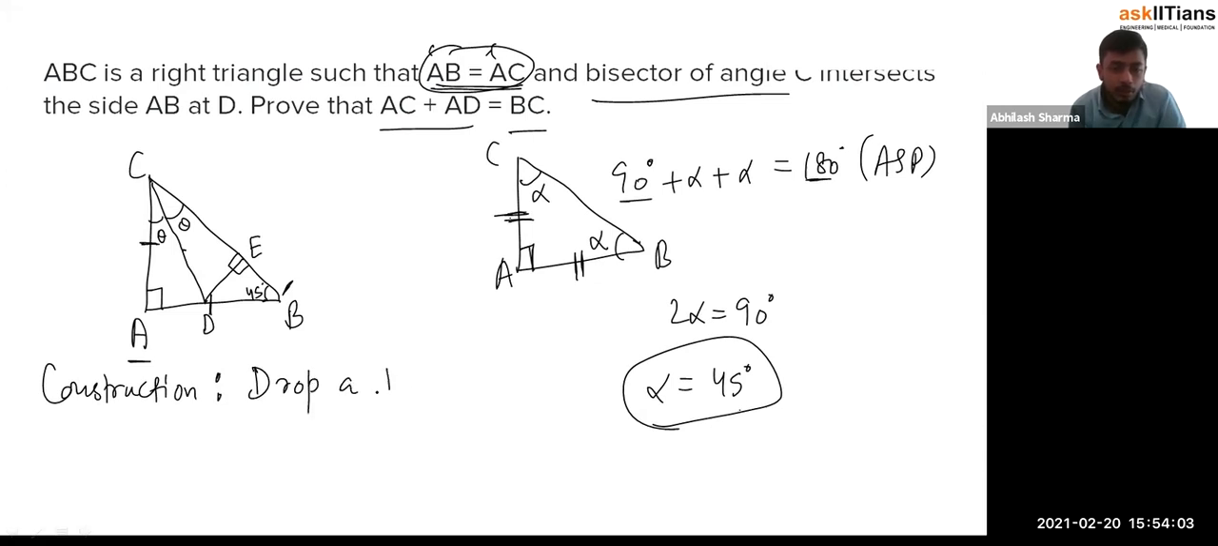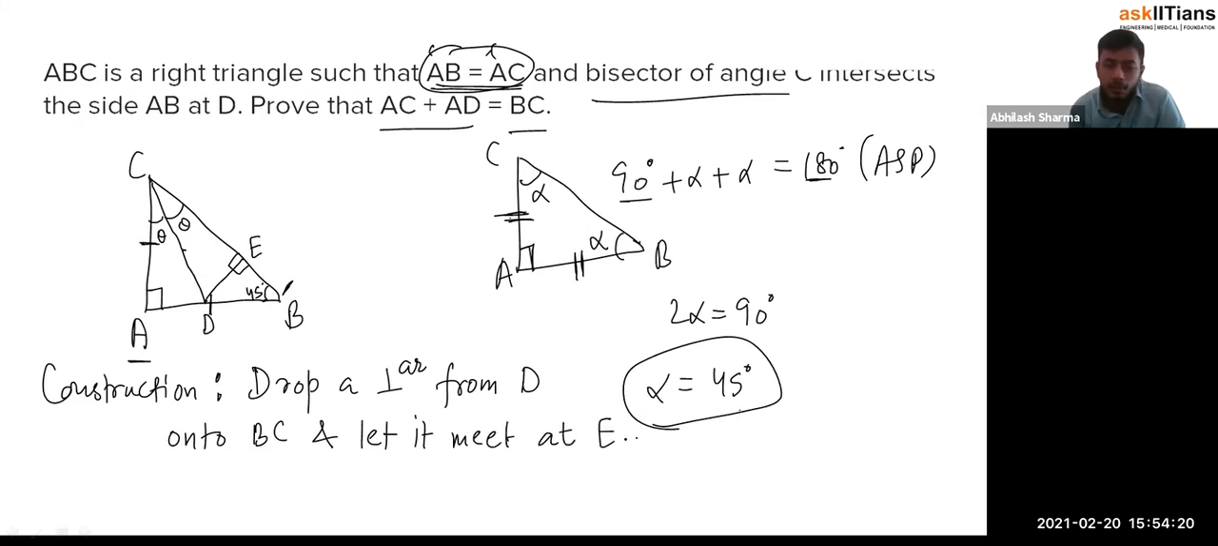Drop a perpendicular from D onto side BC and let it meet at E. Okay. So that's how we have done this construction.